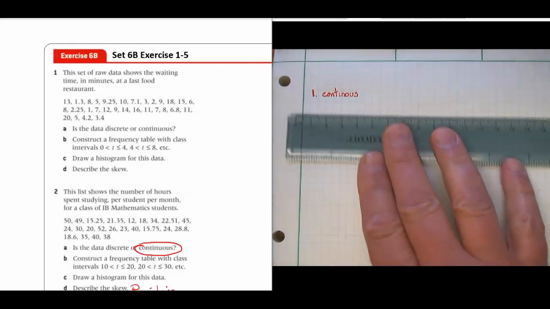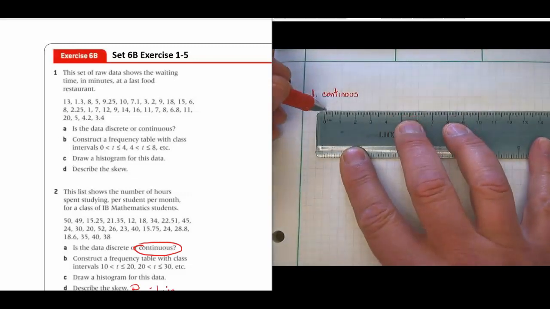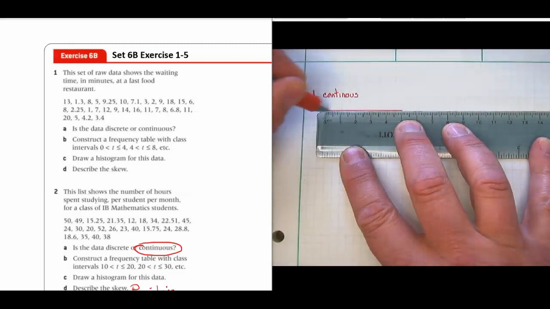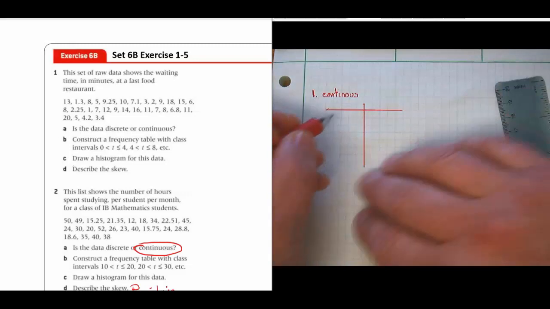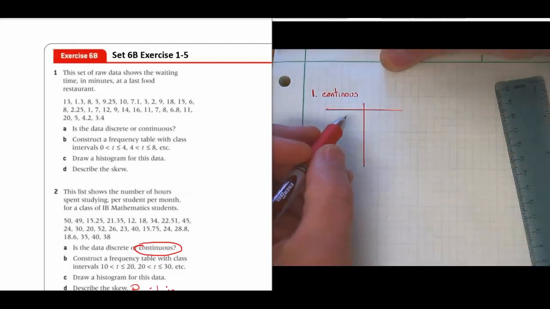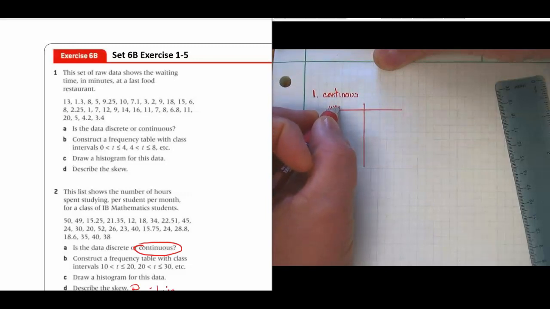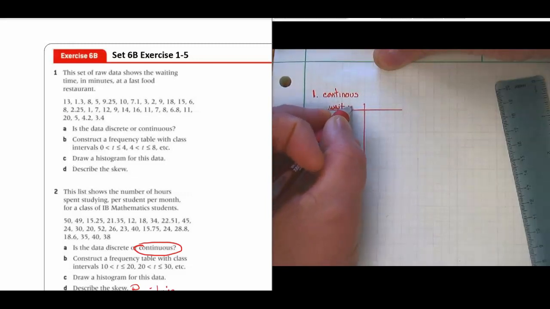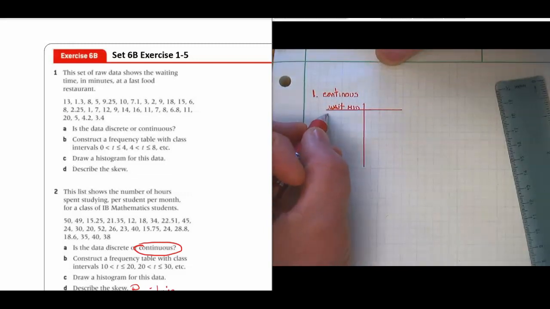All right, and then it says make your table. So when we're doing the table just by hand, it only needs 2 columns. One column is going to have your classes in it. So this is going to be minutes waiting. So just go wait, minutes.